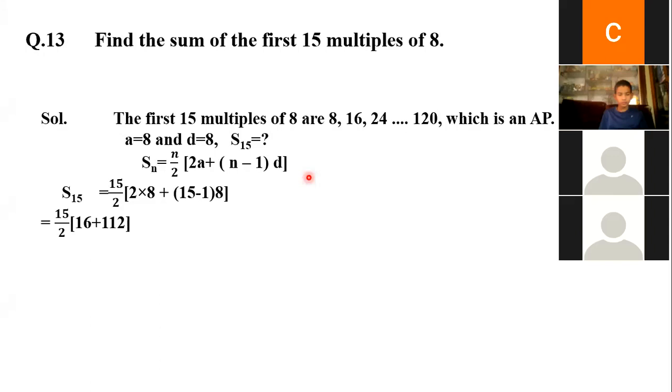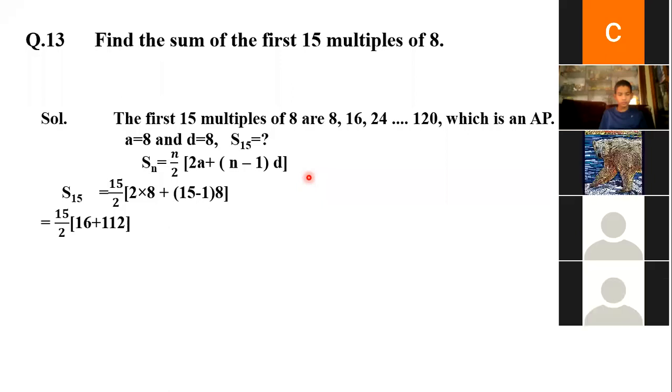Final answer: 960. Yes, ma'am, 960. Any doubt, children, in this one? No, ma'am. You can apply the Sn formula also, using the last term and the first term they gave. So you can apply Sn equals n by 2 into A plus L also. You can check it. Am I clear, children?